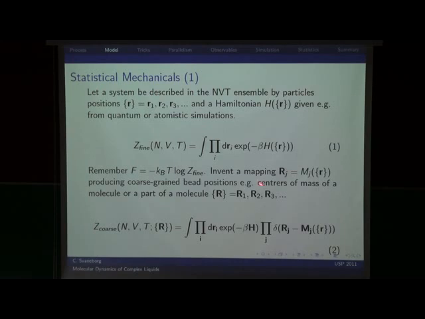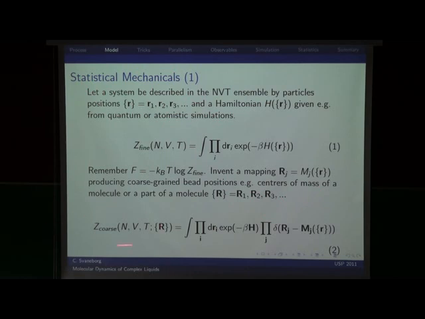The point is now that we can invent a mapping that takes all the coordinates, all the microscopic degrees of freedom, averages some of these, and returns, for instance, the center of mass of a group of atoms. I call those capital R. So these would be the coarse-grained positions of the beads that we use to represent the model. So we have a coarse-grained description of the system in terms of where all the beads are. Of course, there are many fewer positions of beads than there are positions of atoms.